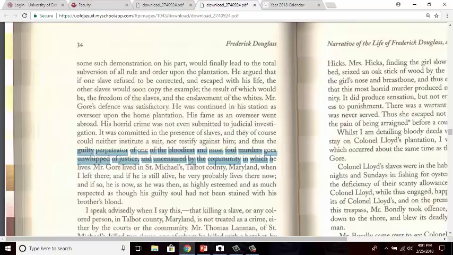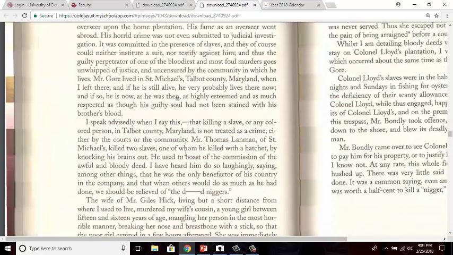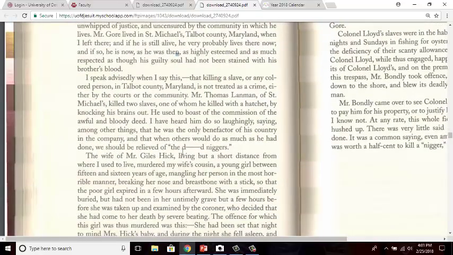So there's no consequence for his particular behavior. And again, I think that's very important for us to understand. Now it goes on here and says, "I speak advisedly when I say that killing a slave, or any colored person in Talbot County, Maryland, is not treated as a crime either by the courts or the community."